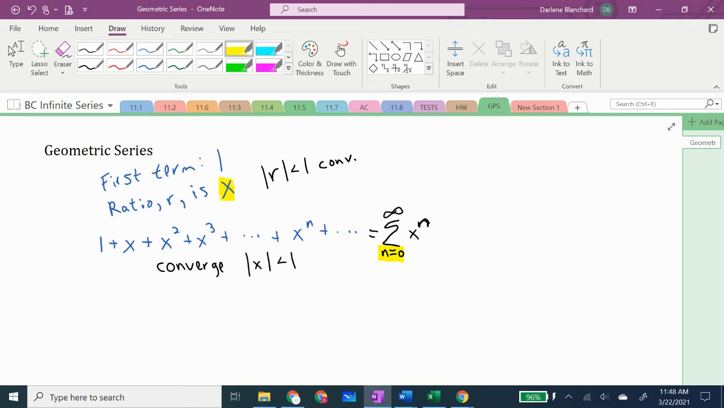It comes from the fact that there is a formula for the sum of an infinite series. So if the absolute value of r is less than 1 in a geometric series, what is the formula for the sum?